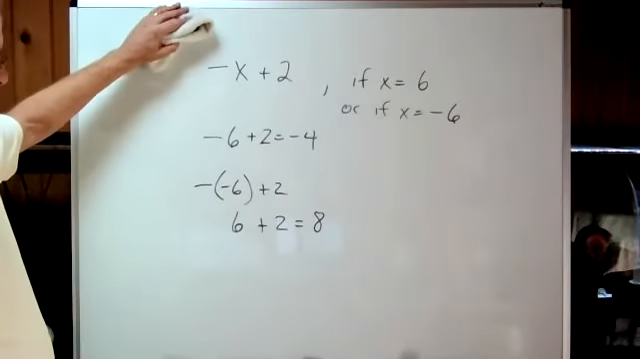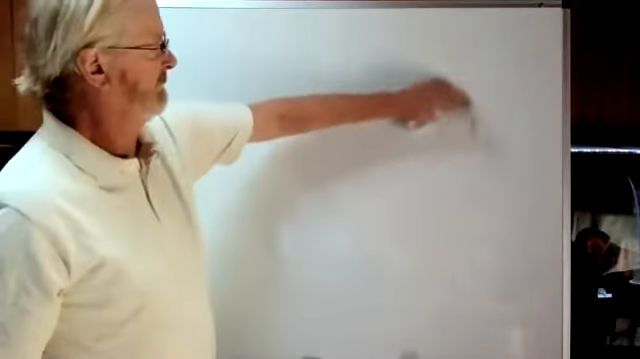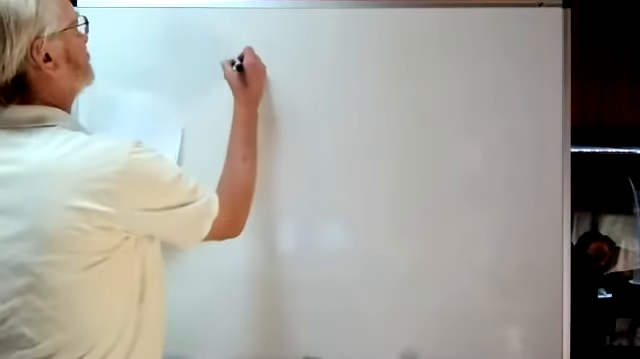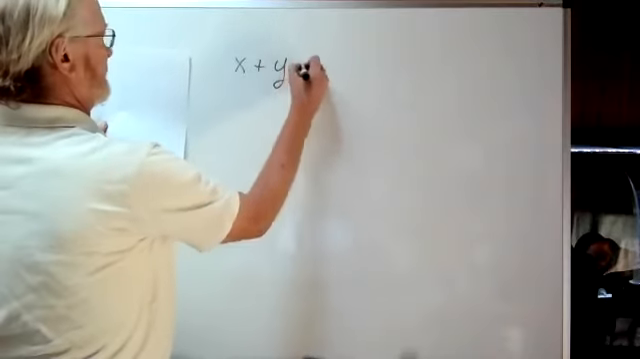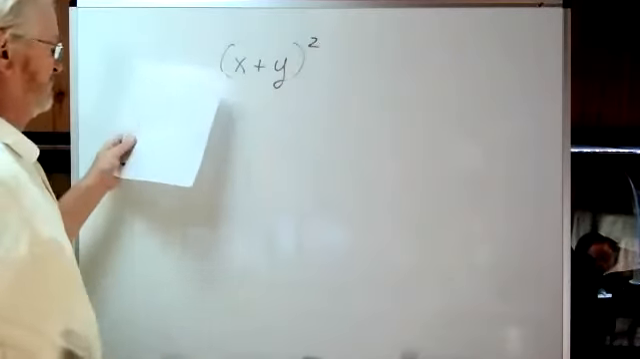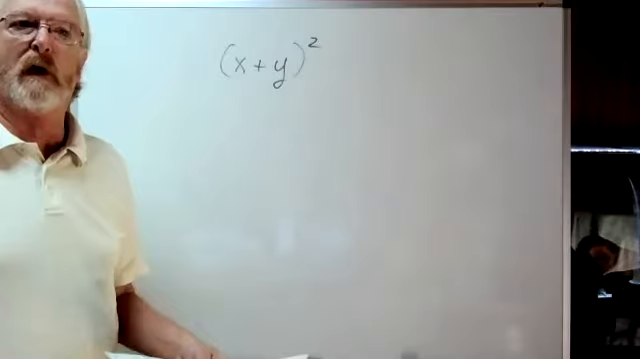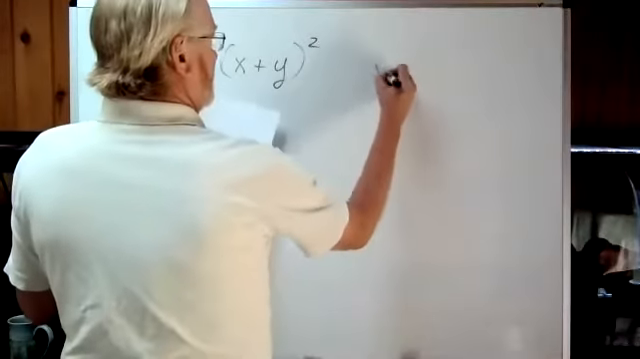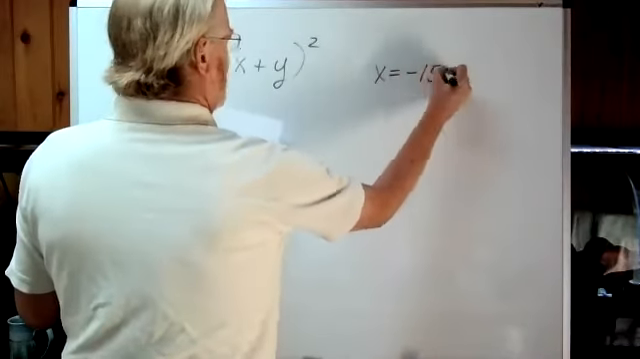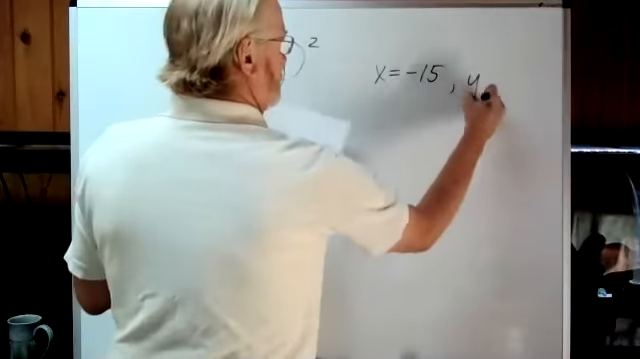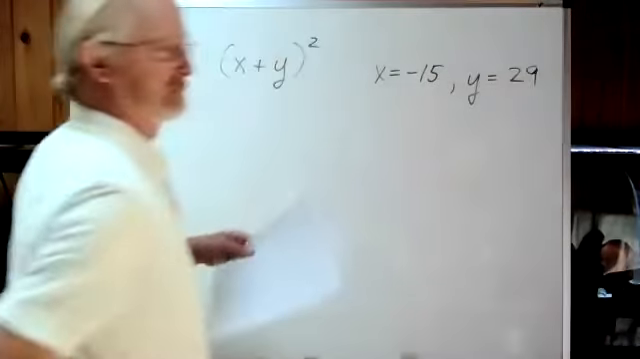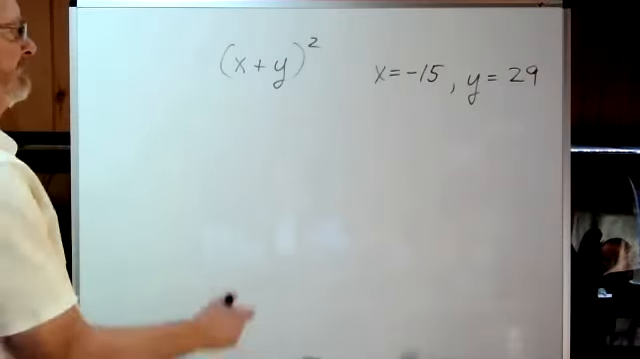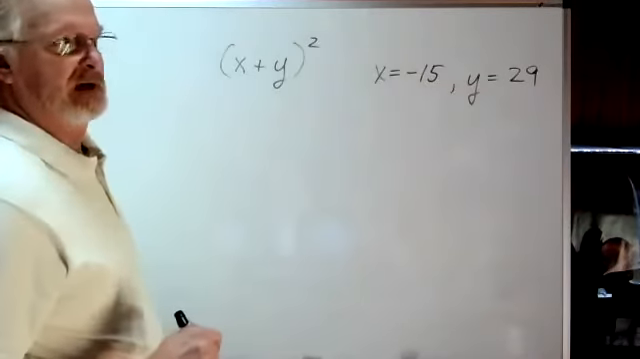A couple more of those I have here on my list. How about this one? I think there was something very similar to this in one of the My Open Math problems. Here's an expression, x plus y, and that entire expression is squared. And let's say that x is -15 and y is 29. Looks like big numbers, but it doesn't turn out too badly. All right, so I'm going to evaluate this expression. I'm just going to plug the two values in for the x and the y.